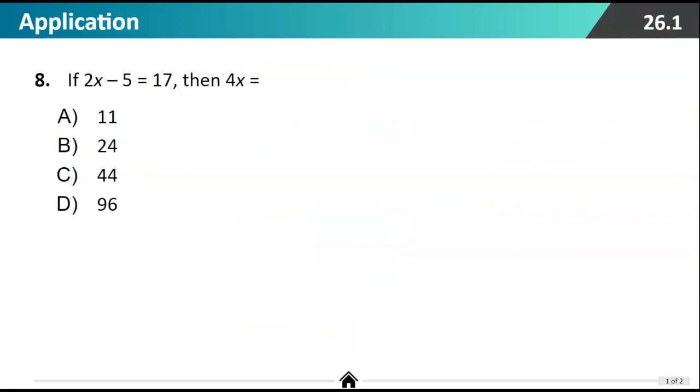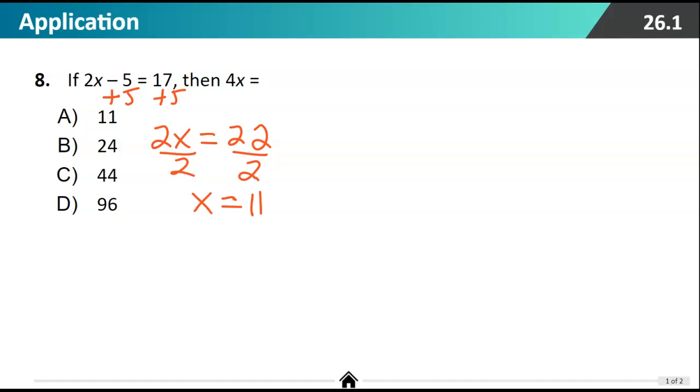This next one, two-step equation, add 5 to both sides, we're left with 2x is equal to 22, divide by 2, we get x is equal to 11. Now, it's important to note, it's very tempting to mark A, but we want to know what 4x is. So we're going to substitute that value in. 4 times 11 is 44.